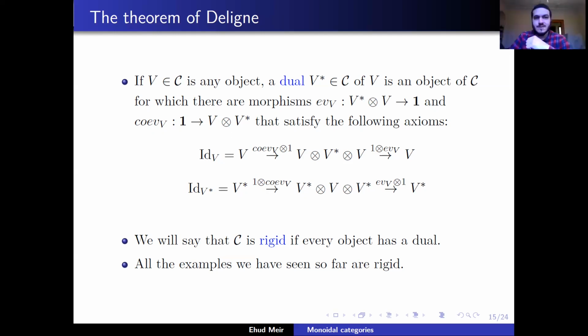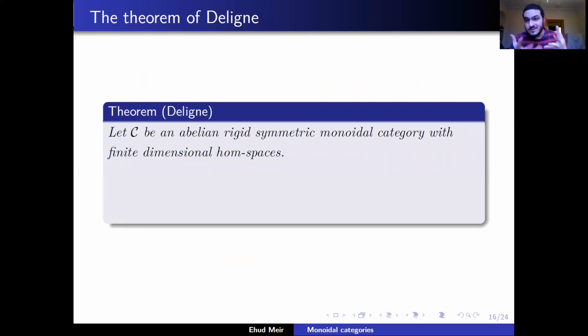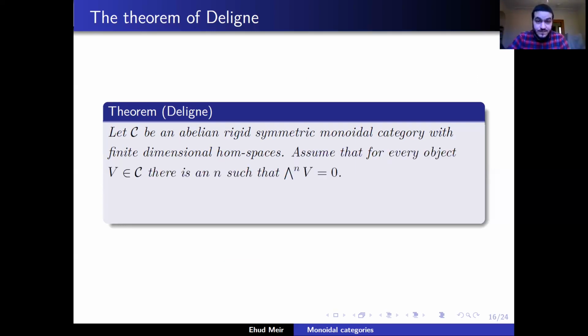If not, then let me say what this theorem of Deligne is. So what Deligne showed was the following. Let's assume that C is an abelian rigid symmetric monoidal category with finite dimensional Hom spaces. By abelian, I mean that we have direct sums, we have kernels and cokernels. We can talk about sums of morphisms and so on. And assume that this condition that I mentioned before holds.